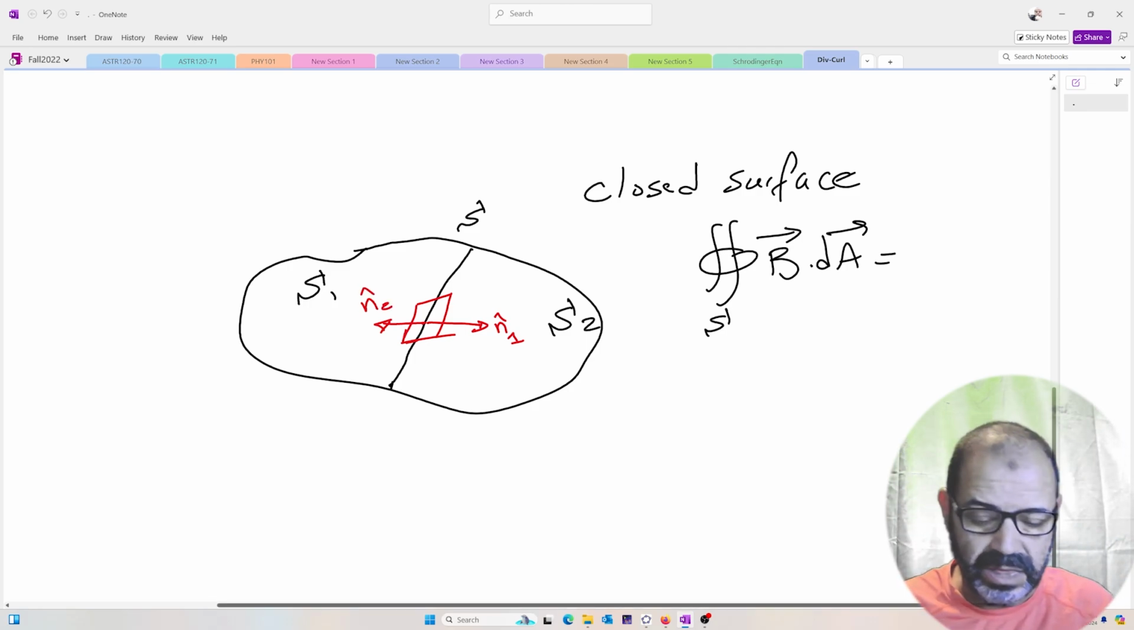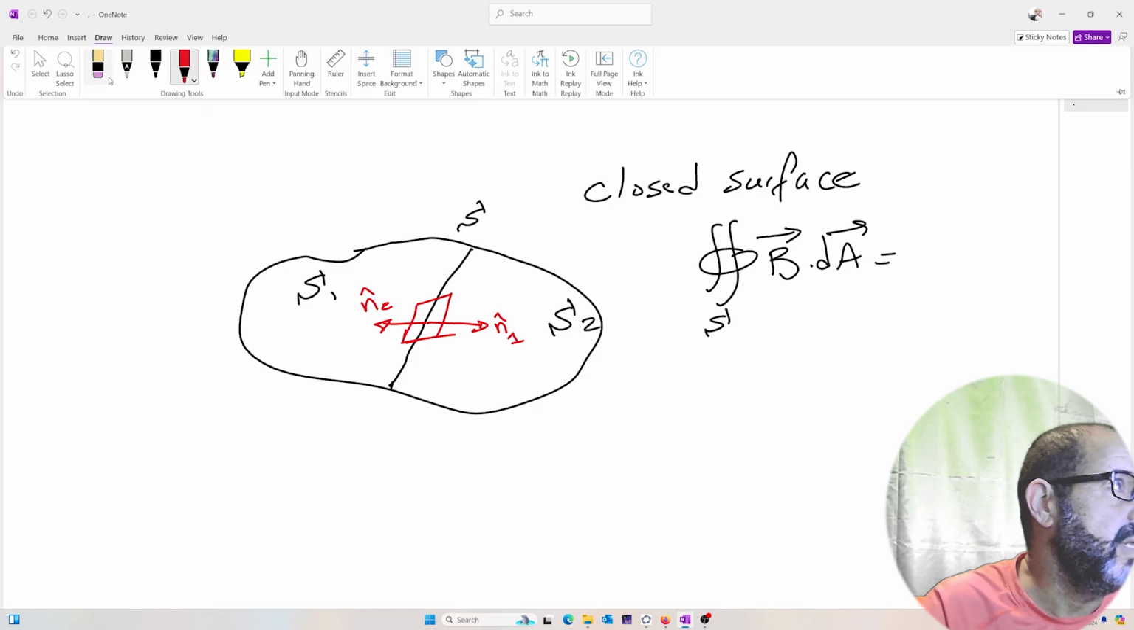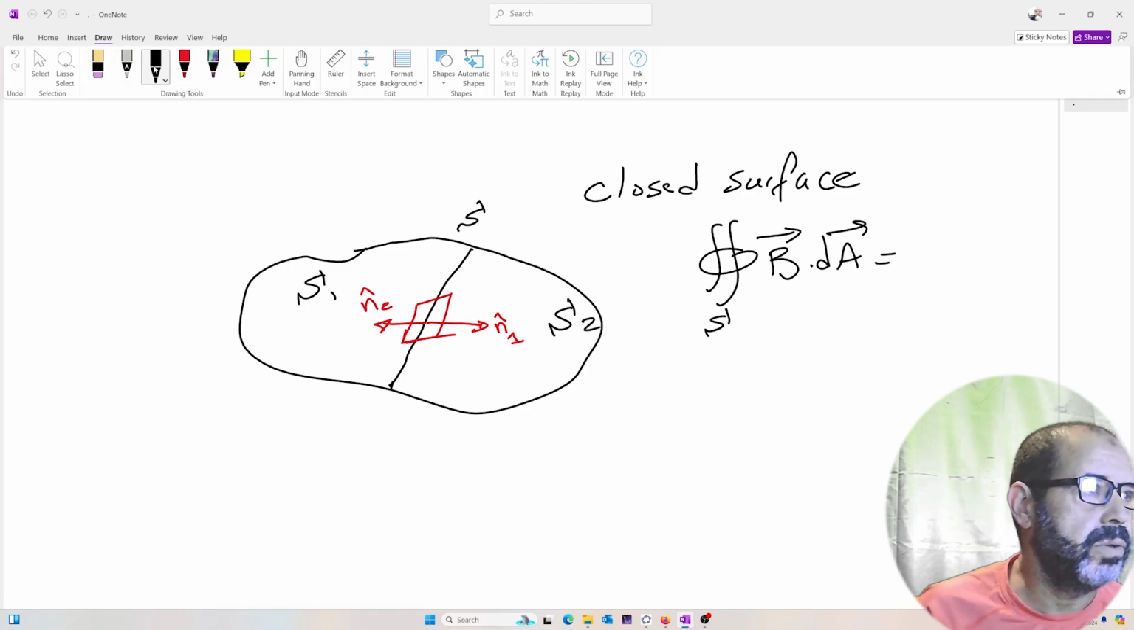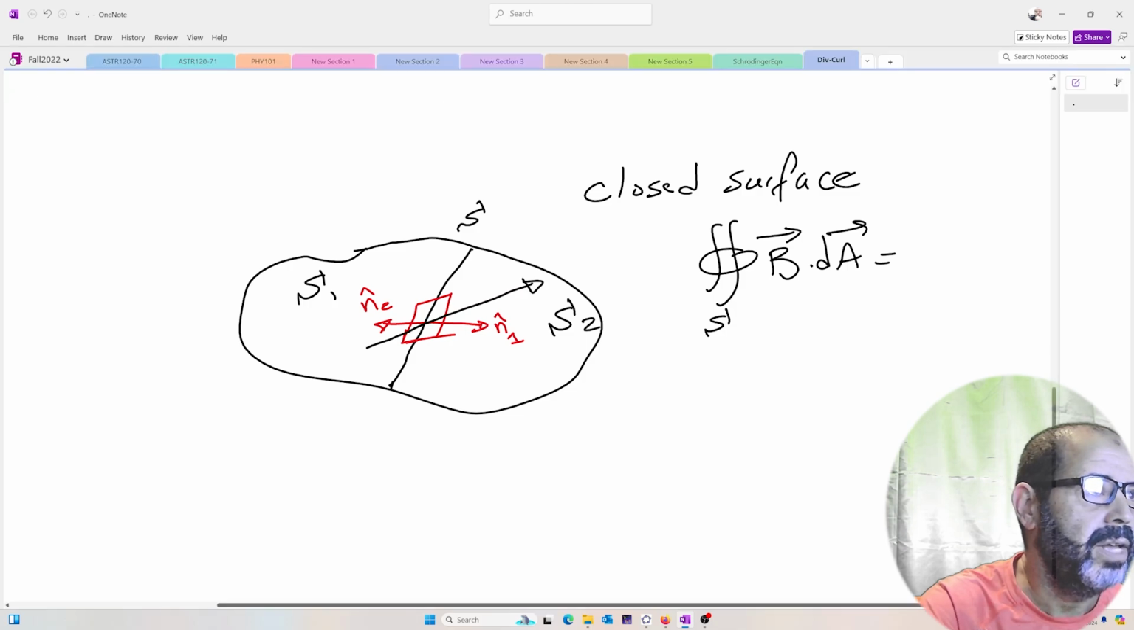Those are the two surfaces. Having said that, the vector itself, B, is a given vector in that location. Since the area is small enough, I can assume that the vector B is the same everywhere in here, and this is the vector B in this region.